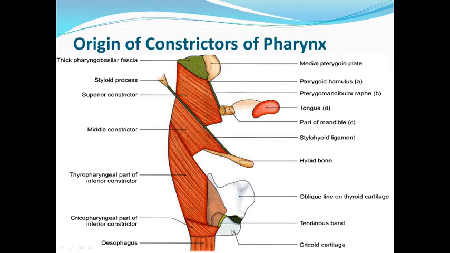So the inferior constrictor will have two different origin points. The first part, the thyropharyngeus or thyropharyngeal part, originates from the oblique line on the thyroid cartilage, and the cricopharyngeal part of the muscle, or the cricopharyngeus, will arise from the cricoid cartilage.